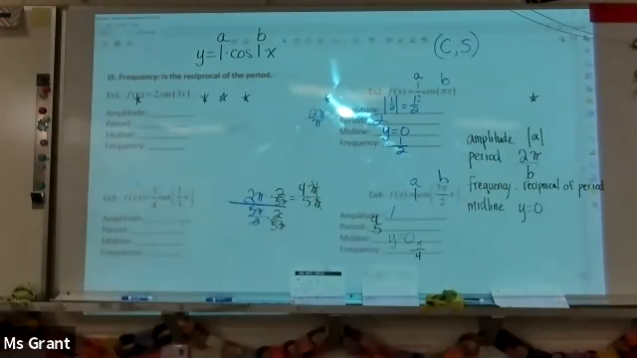Miss Grant, what's B again? What is it? It's the number in the equation right before the variable x. Whatever that number is in front of the variable x, that's going to be your B value.